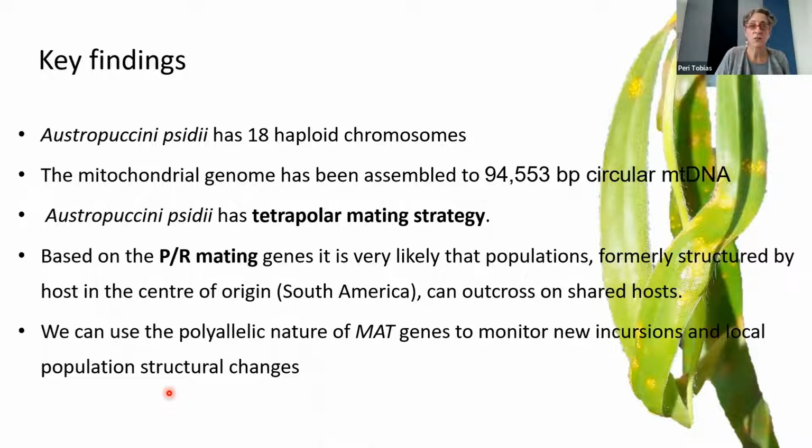Austropuccinia psidii has a tetrapolar mating strategy, so it is possible for it to mate based on these two loci. Based on the pheromone receptor mating genes, it's very likely that populations formerly structured by host in the centre of origin can outcross on shared hosts. And we can use the polyallelic nature of mating genes to monitor new incursions and local population structural changes, and that's what we're actually working towards now with regards to biosecurity and just understanding the pathogen.